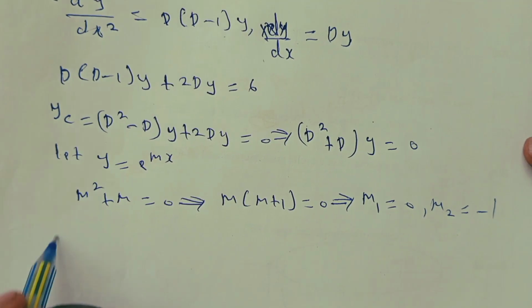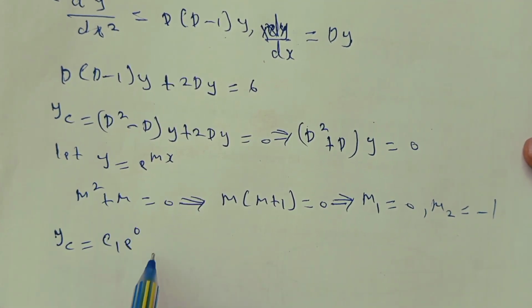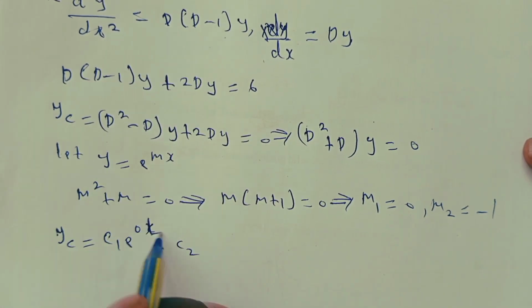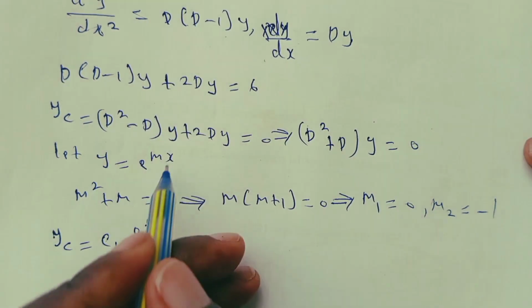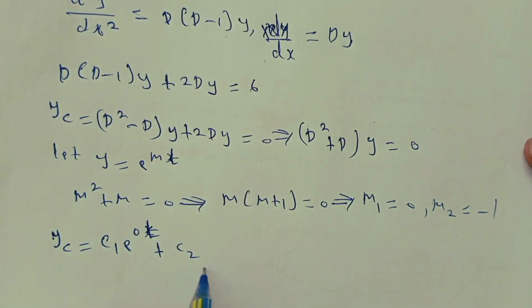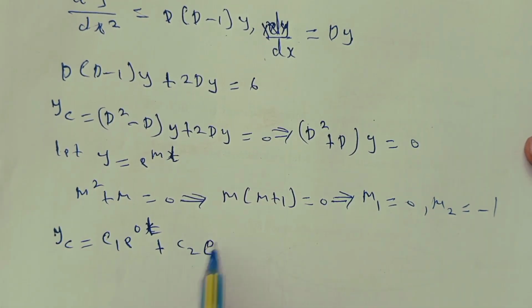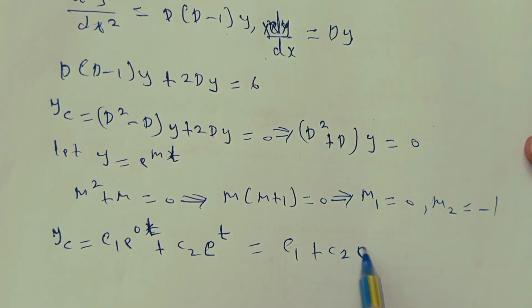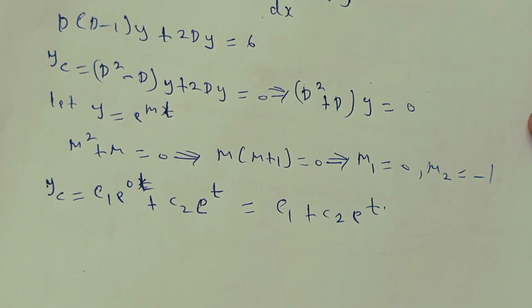With that, now we write our y complementary as c1 exponential 0 of x plus c2. We are considering t in this part because of what we let there. So c2 exponential minus t, which can be written as c1 plus c2 exponential minus t. Then we go to our y particular.